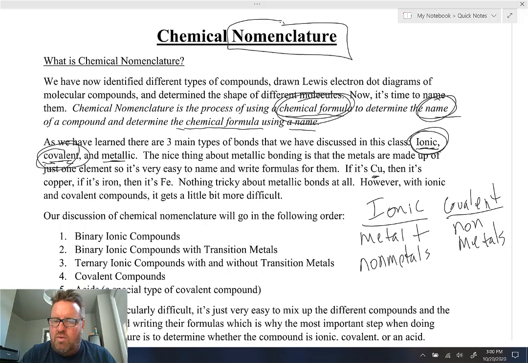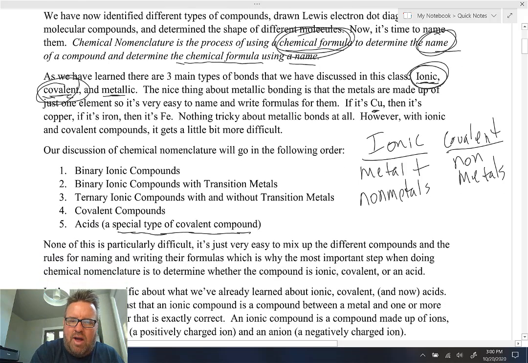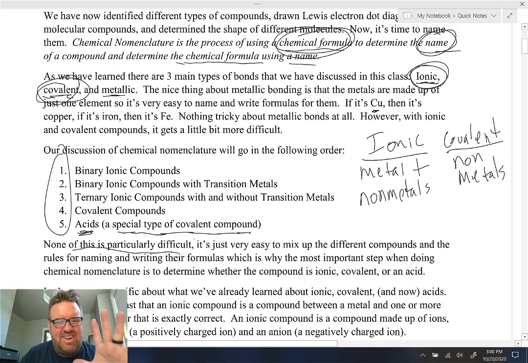Because even within covalent compounds, there's another part right here that talks about a special type of covalent compound, which are called acids. Now, you can see there's a list of 5 different things there. Don't worry about those 5 things yet. We'll get to those in a little bit. Like the next sentence says, none of these 5 are particularly difficult. The problem is there are 5 different things that we have to know, and it's really easy to mix those up in our heads, and that's why we're going to practice this a whole bunch.